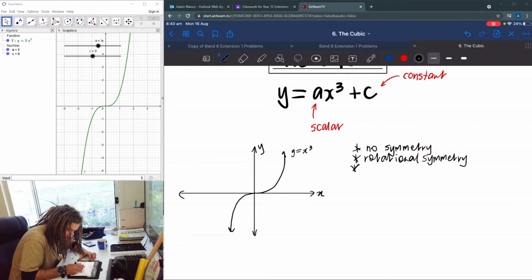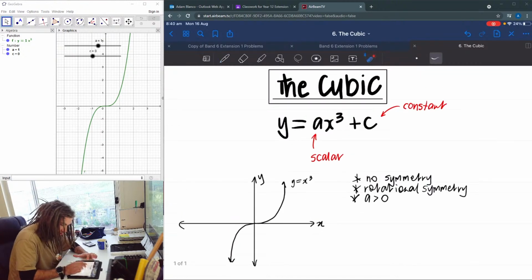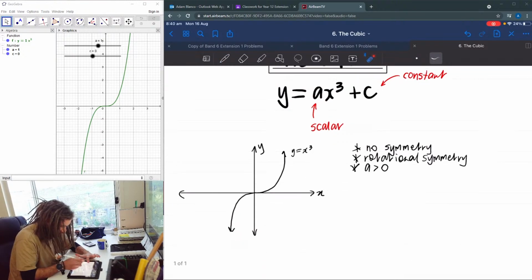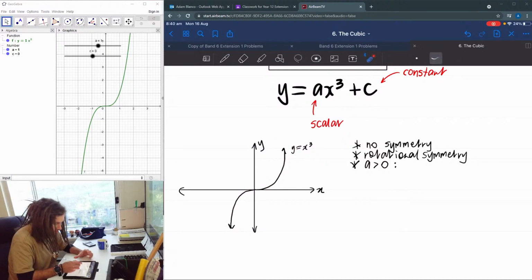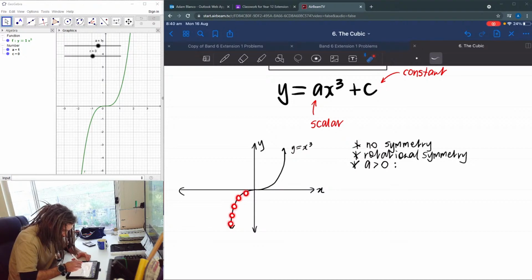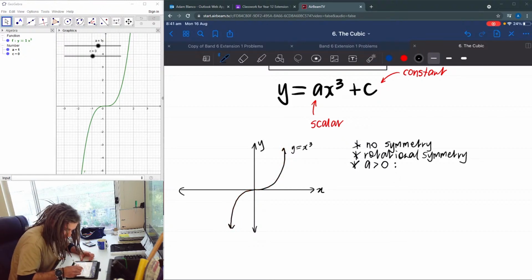Now, another thing, if A is bigger than 0, so this A here, if it's a positive number, it's going to look like this. Another way of describing it is if you read a graph left to right, which is how you should read all graphs, what's happening to each of these points is that it's increasing. So it's an increasing graph, which just means it goes up, essentially. And the opposite can be said for if A is less than 0, then it's decreasing.